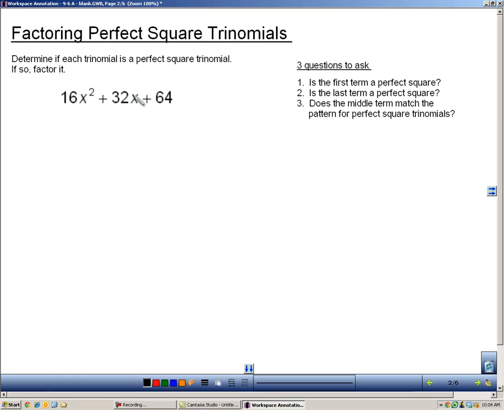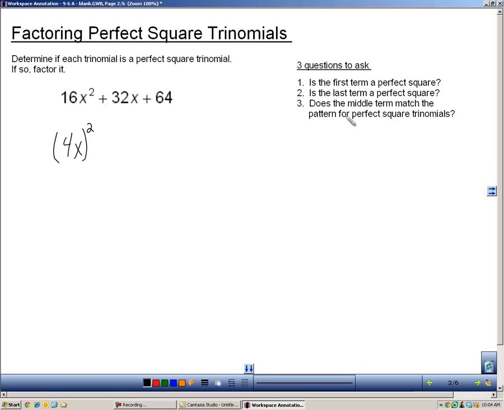So here we're going to learn how to recognize the pattern for a perfect square trinomial, and then if we find out that it is, we're going to actually factor it. So here are the questions we have to ask. Number 1, is the first term a perfect square? Well, we know that 16 is a perfect square, and we know that anything with an even exponent is a perfect square, so yes. So what creates a 16x squared? Well, when you square a 4x. So that first term is good.